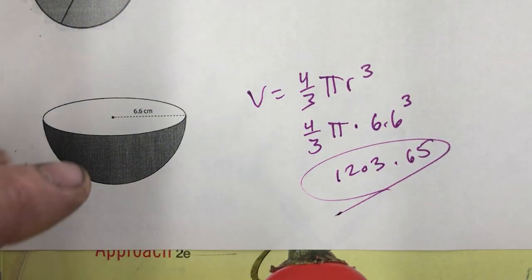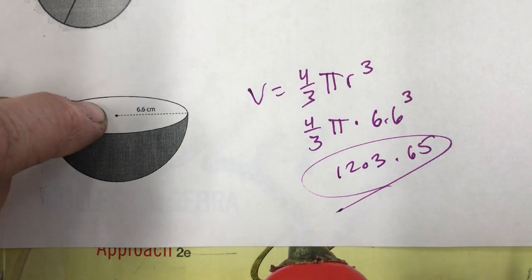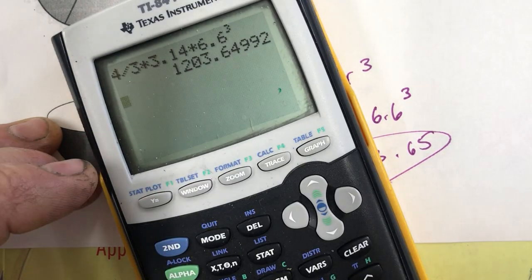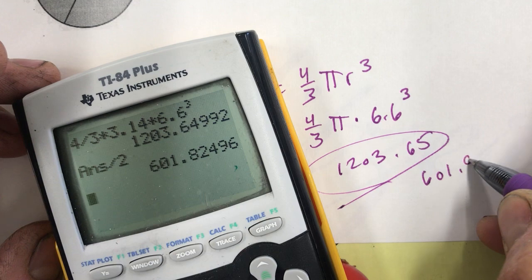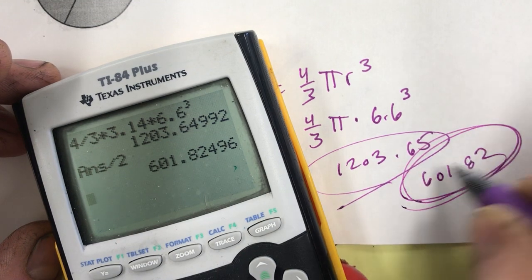Okay, but that's a whole sphere, and this is only half. So I need to divide that by 2. So I just go divide by 2, and there you go, 601.82. And there's my volume right there.